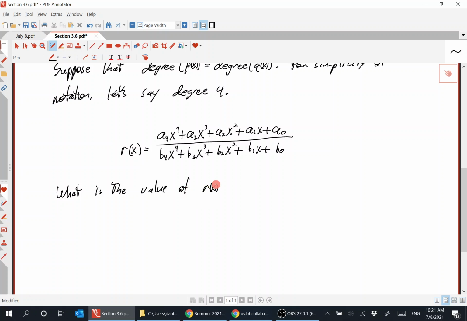Of r of x when x is huge. So x equal to a billion, something like that. What's the deal? Okay, well, consider the following.